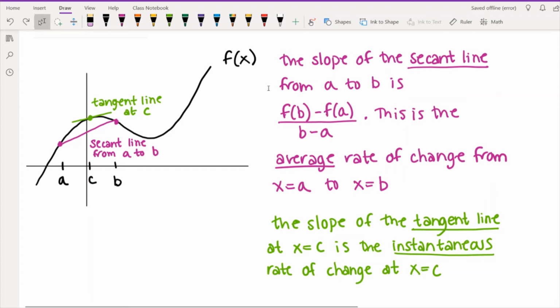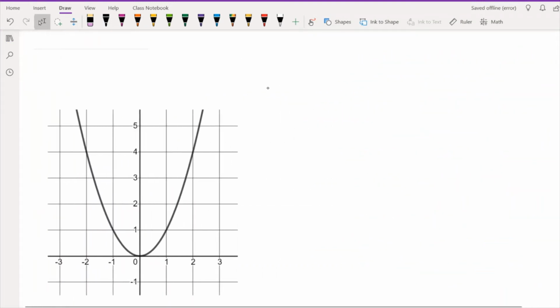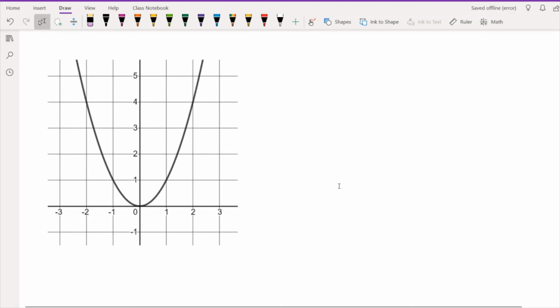So the last thing we're going to do in this video is look at an example of estimating what the slope of a tangent line is. So let's say that we have a function. So this function here is f of x is equal to x squared.